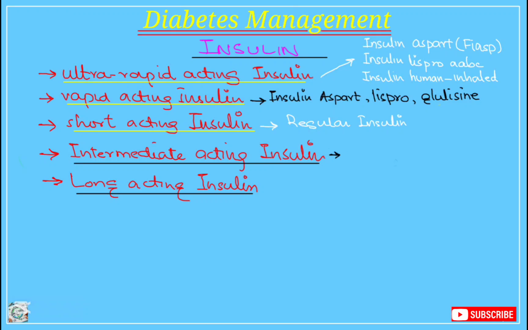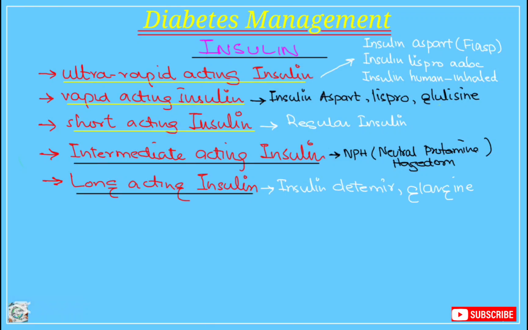Let's talk about the basal insulin. The first category is intermediate acting insulin. The main one here is the neutral protamine hagedorn insulin. And lastly, in the basal insulin, the second category is the long acting insulins. They provide a steady insulin level throughout the day with minimal peaks. They include insulin detemir, glargine, and degludec.